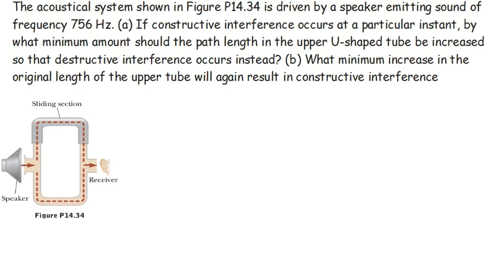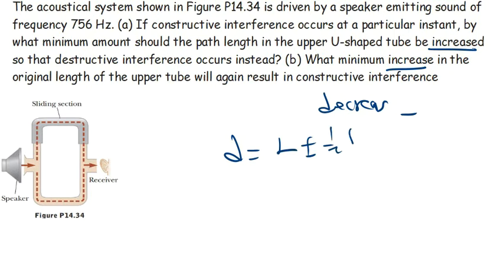Then the second question is saying what minimum increase. Now in this case we are just interested in increase. Here there is increase, even here there is increase. I'll only work around with positive. If they use decrease, you use minus. What do I mean? We are saying that for destructive interference to occur, the original length must differ by plus or minus half a wavelength. For a constructive interference to occur, the original length must differ by plus or minus a wavelength.